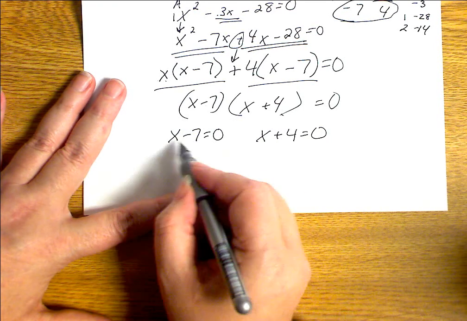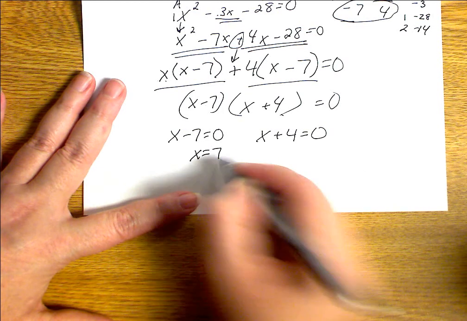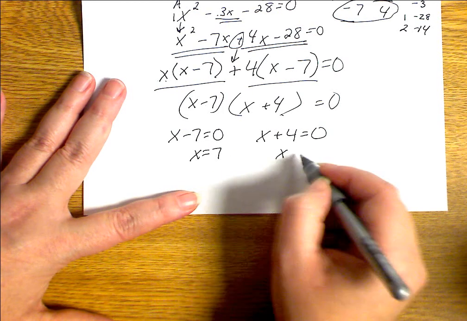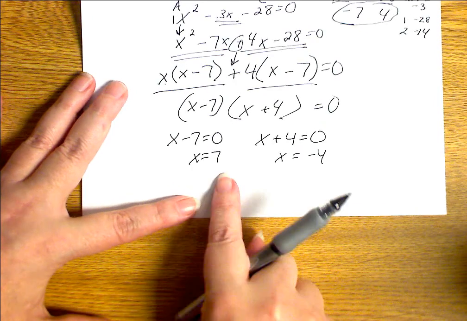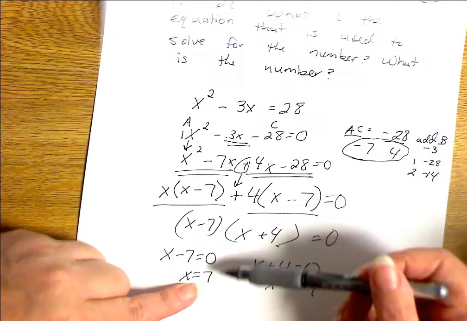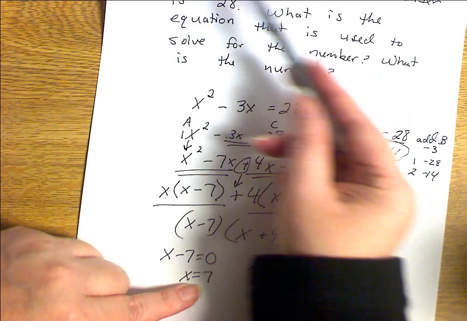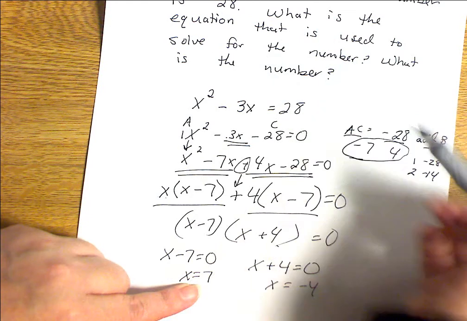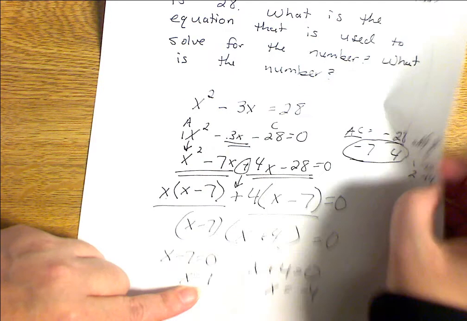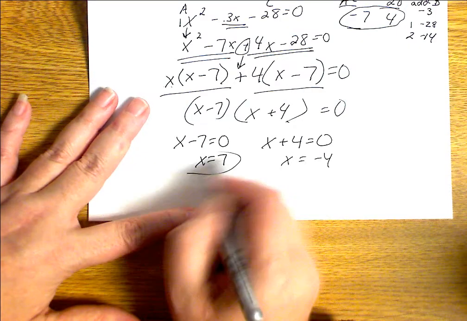Add 7 to this side. x is 7, and x is negative 4. So if I go back, it says the square of a number minus something. If I put these two numbers in, they will equal 28. So these are the two numbers that work for what we just said.